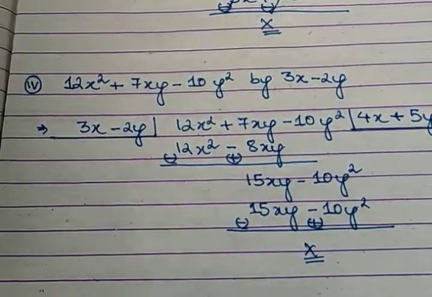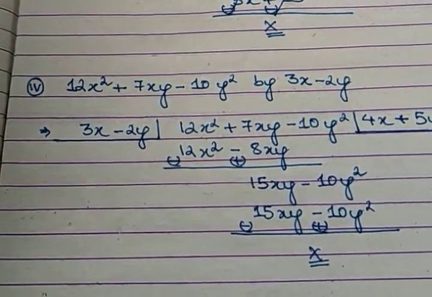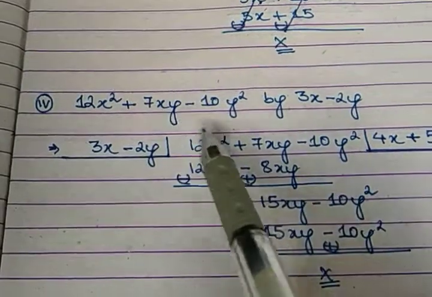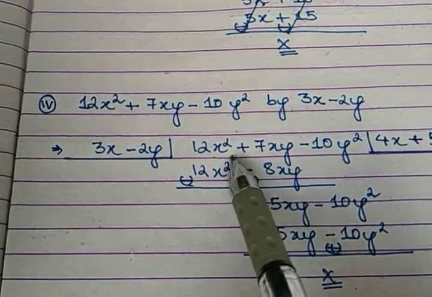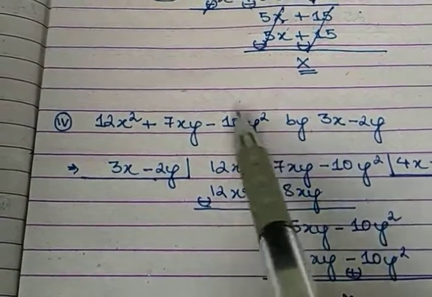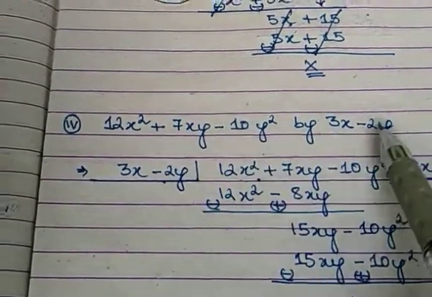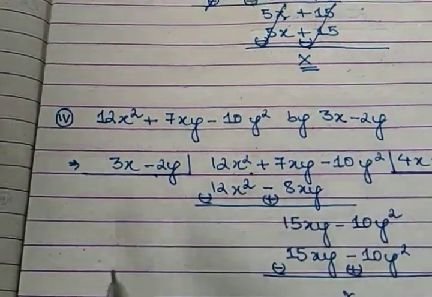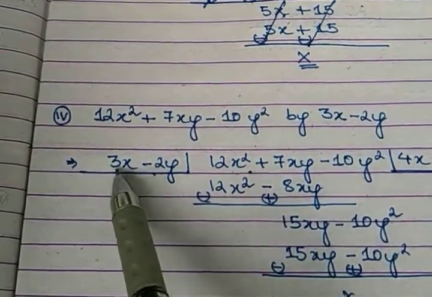All you need to do is remember to follow the first term. So I placed the dividend in here, the divisor in here, because we need to divide this with 3x minus 2y, isn't it? So now, what do I have here?